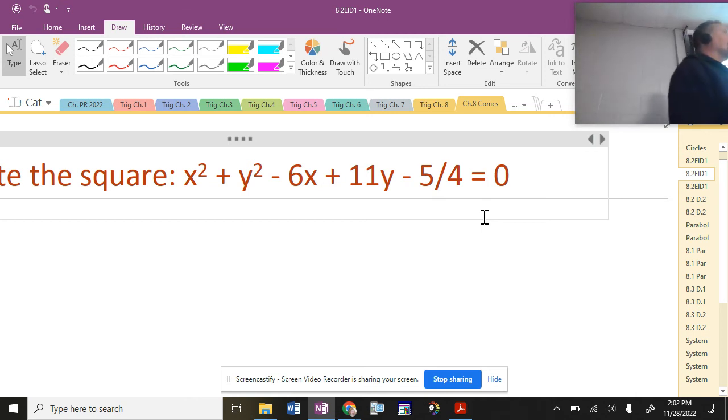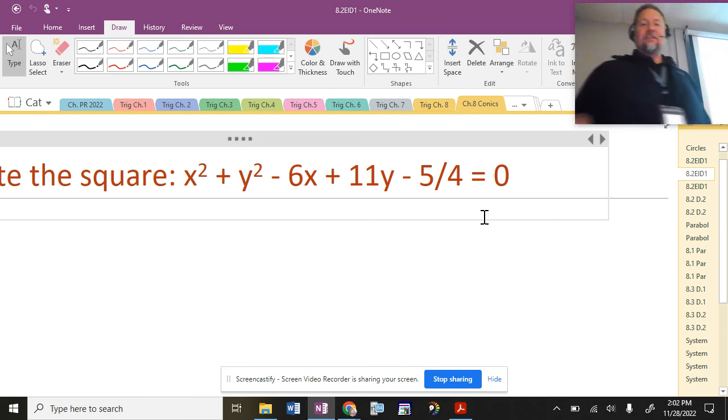Yeah, I'm worried about that circle worksheet, if that's complete or not. So I'll get that circle worksheet tomorrow. Okay, so here we go.